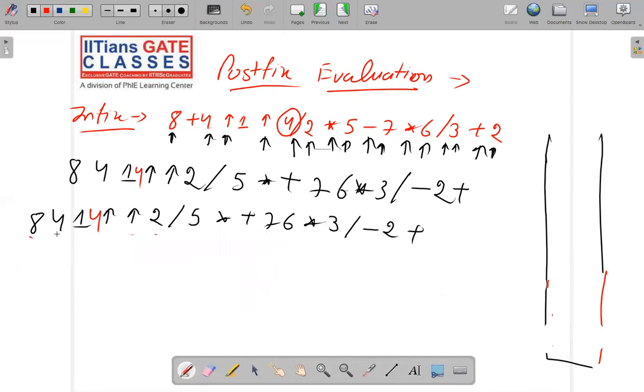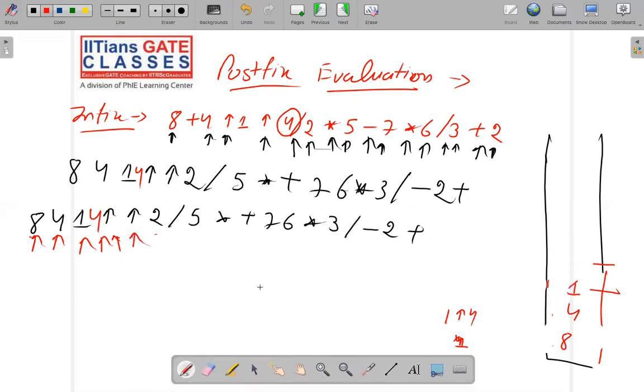Let's calculate it again. First 8 will come up, it will push 8. Then 4 will come up, it will push 4. Then 1 will come up, it will push 1. Then 4 will come up, it will push 4. Then power will come. So it will pop the 1 and 4. It will do 1 to the power 4, which is basically 1. So it will pop these two and push the result of the operation, which is 1.